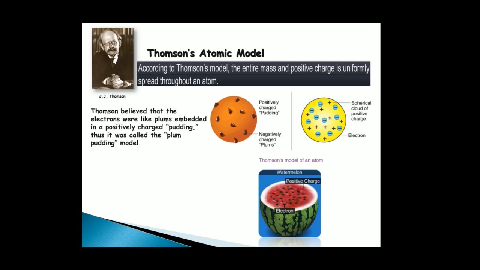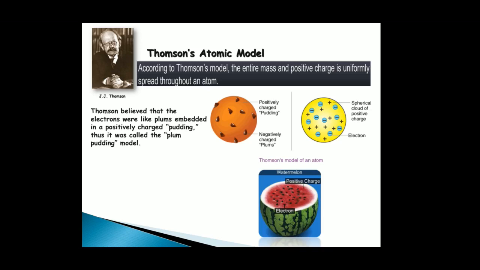The stability and the emission of spectral lines, right? And what happens later on? Rutherford, a student of J.J. Thomson, proved that the positive charge is not uniformly distributed in a sphere, as suggested by J.J. Thomson.